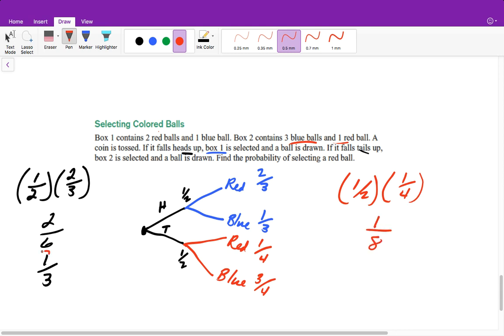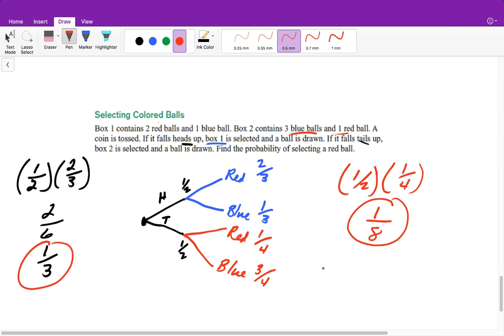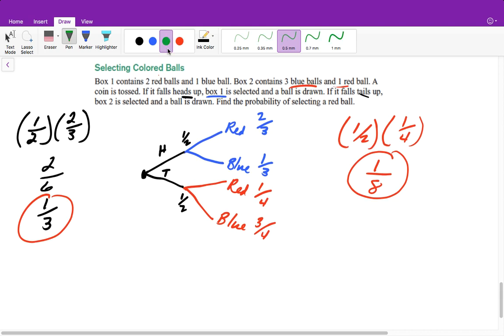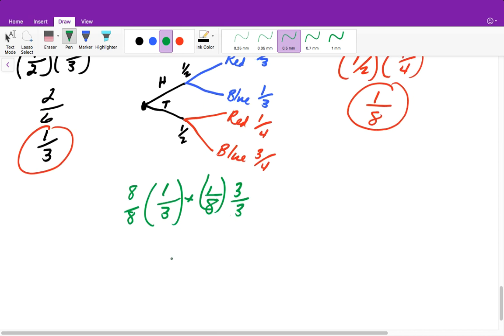So these are the 2 events, 1/3 and 1/8. Well, these are our 2 events where this could happen or this could happen. So now since it's one or the other, we need to add them. So when we add these, we can add our two events, so 1/3 plus 1/8. Well, we need to go to 24 as our common denominator, so we multiply this by 8/8, and we will multiply this one by 3/3 to get 24. So now we will get 8/24 plus 3/24, which is then equal to 11/24.